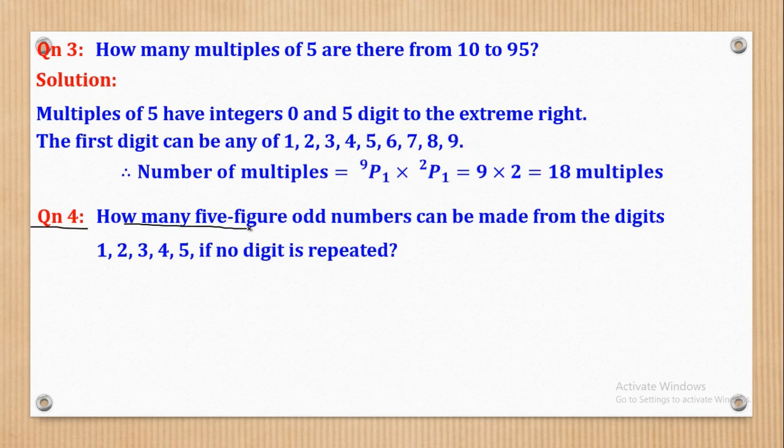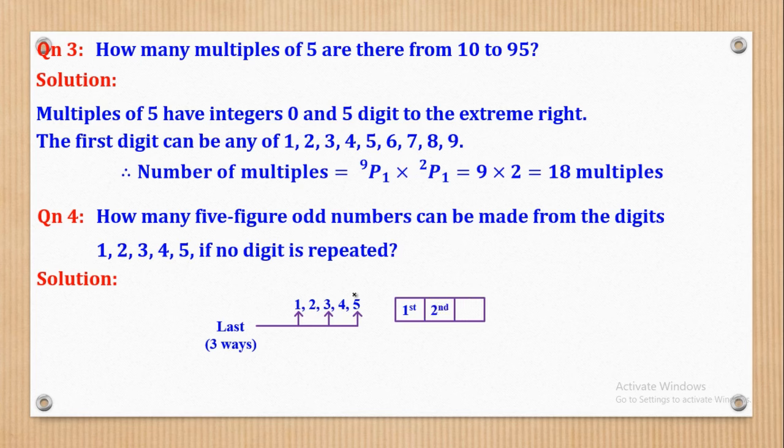Then question 4, how many 5 figure odd numbers can be made from digits 1, 2, 3, 4, 5 if no digit is repeated? Now they said 5 figure odd numbers. There we shall need an illustration. So these are the numbers we have. Now for odd numbers, the last value can either be 1 or 3 or 5. Therefore, there are 3 ways to pick the very last value. So we shall come here and put our positions. We have 1st, 2nd, 3rd, 4th and 5th. And the number of ways of picking the 5th will be 3 permutation 1, because out of these 3, you need 1.